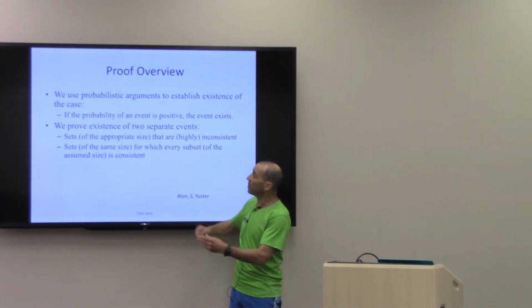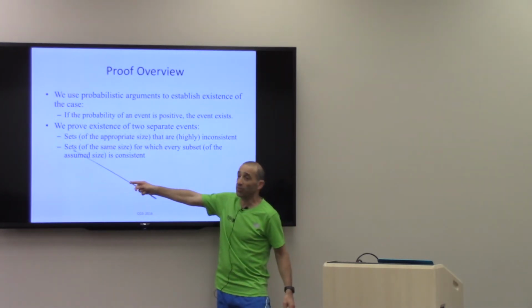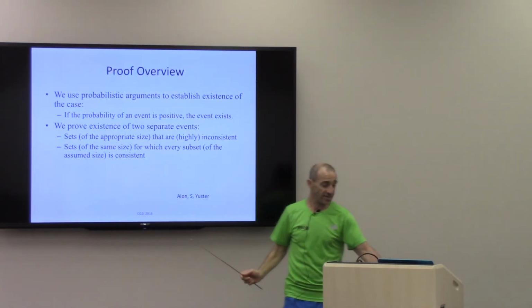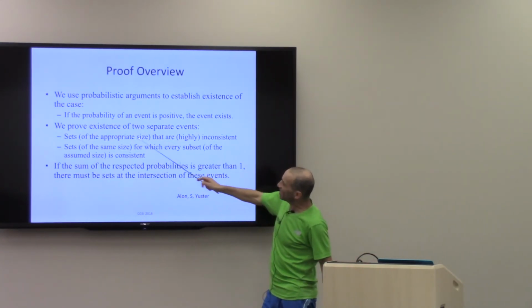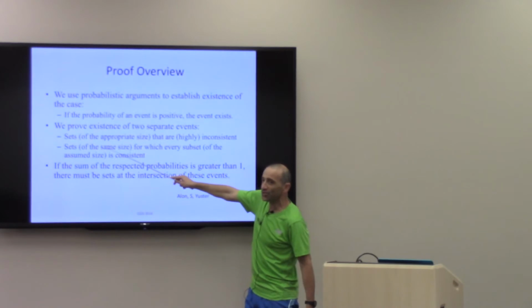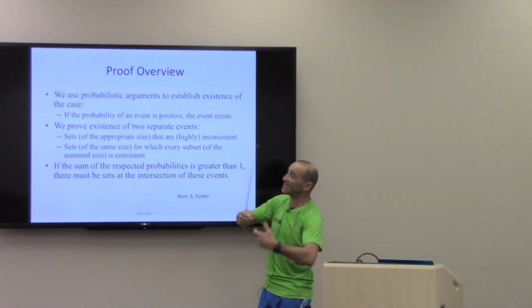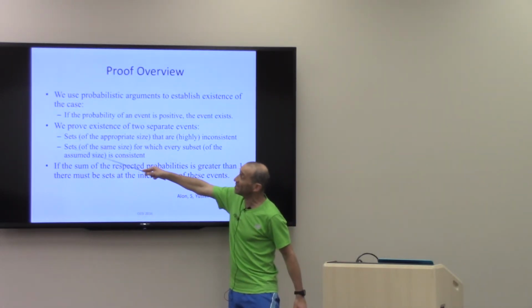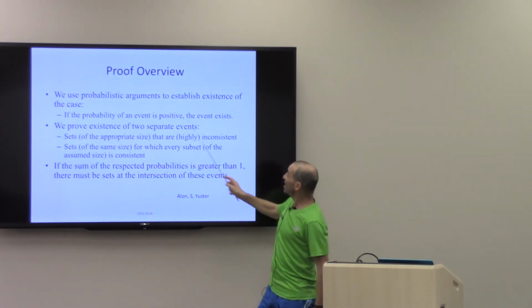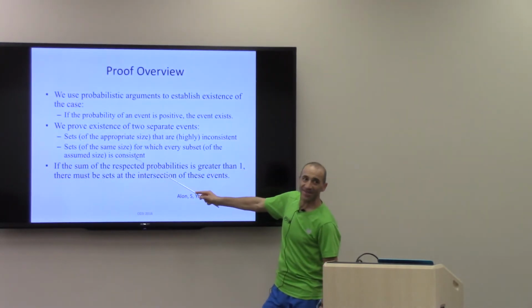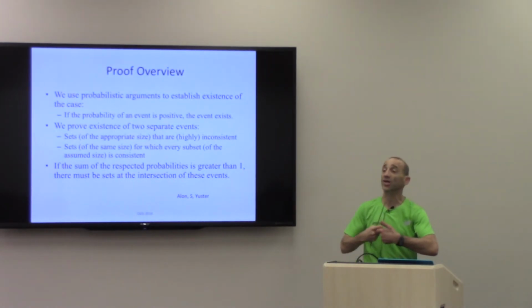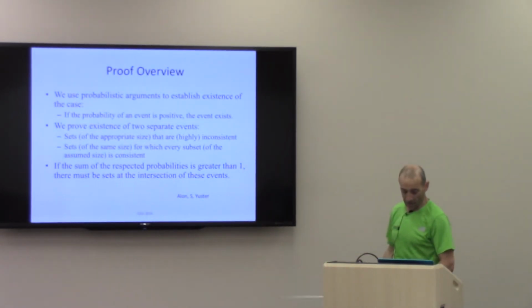If we have a probability of a third here and a probability of 1 over 100 here, they can be disjoint sets. However, if the sum of the respective probabilities is large, if we have here 2/3 and 2/3, there must be sets in the intersection such that they will be both inconsistent and every subset of them is inconsistent. So everything is probabilistic. It's not a constructive proof.